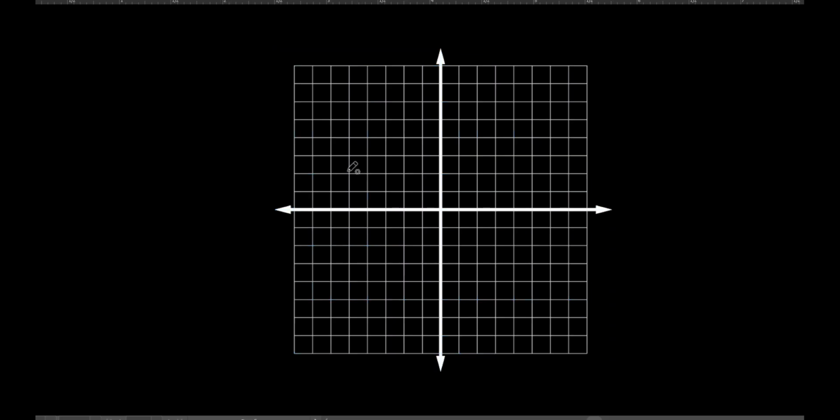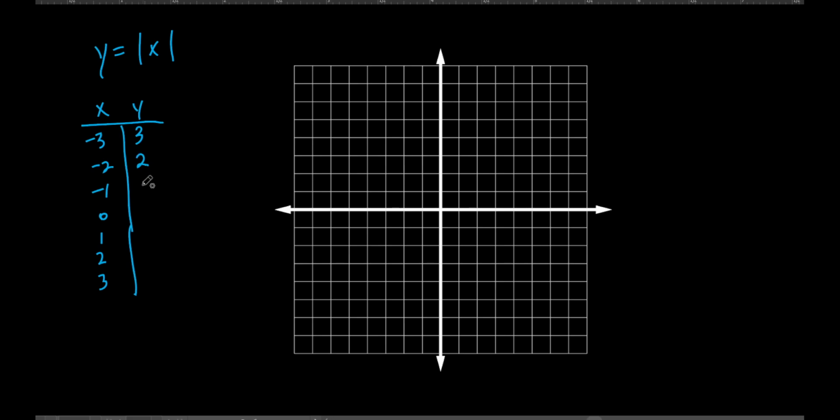So let's just graph. I'll do this in a different color. Let's graph y equals the absolute value of x. So if I was going to do a little chart, x and y, let's put some in here. Let's just go -3, -2, -1, 0, 1, 2, 3. It's a very easy chart to figure out. What does absolute value mean you're doing to a number? It's the distance from 0. Very good. That is true. But you just make it positive. That's right. So what's the absolute value of -3? 3. What's this? 2, 1, 0.